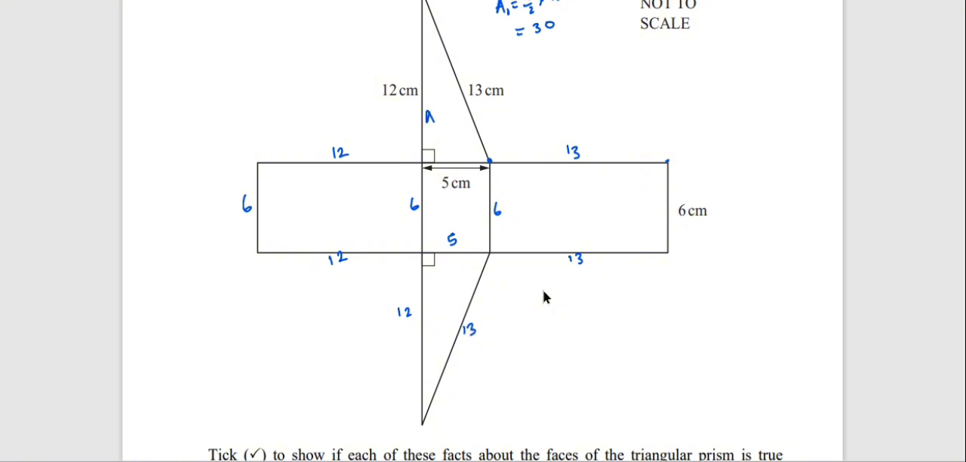So if the area of this one, A1, equals 30, okay. Coming here, this is a rectangle, so this times this will give us that. Let's call it A2, as 12 times 6 is giving us 72. Then this one also, 13 times 6 will give us 78. Then this one, 5 times 6 will give us 30. Okay. So the areas are 30, 30, 30, 72, and 78.